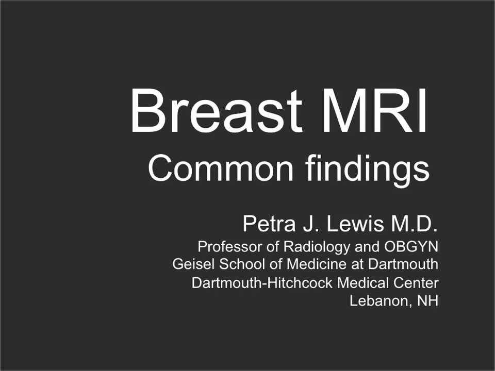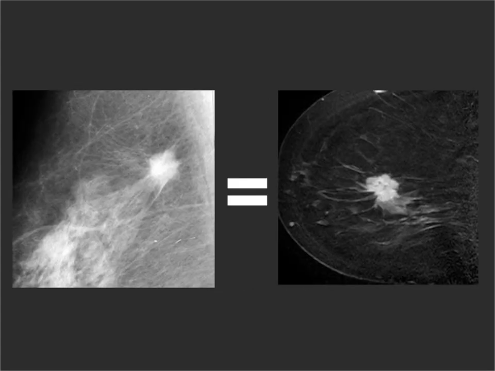Hello, in this video we're going to run through some of the common findings that we see on breast MRI. One important fact to remember is that we're imaging the same pathology, whether it's by mammography or by MRI. We just have the addition of the contrast in the MRI. So morphological features that would concern you on a mammogram, such as spiculation, will also concern you when you see them on an MRI.